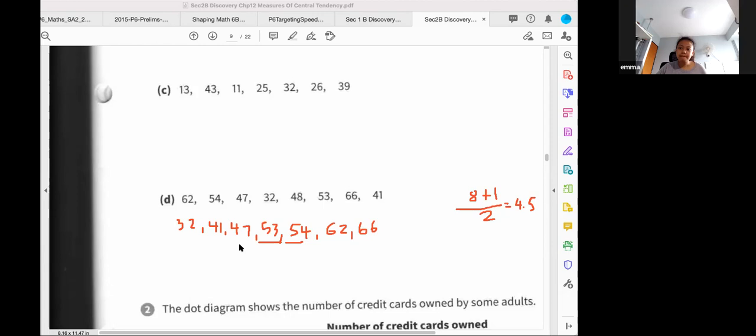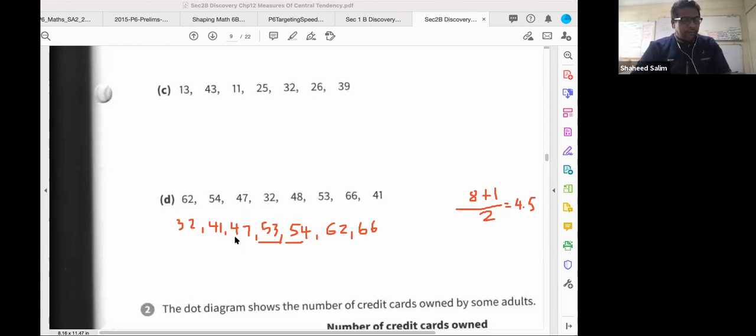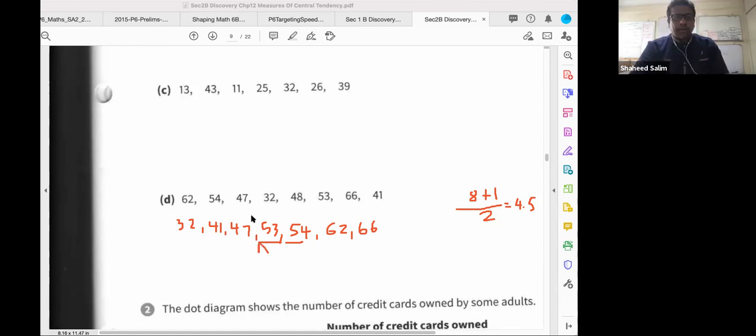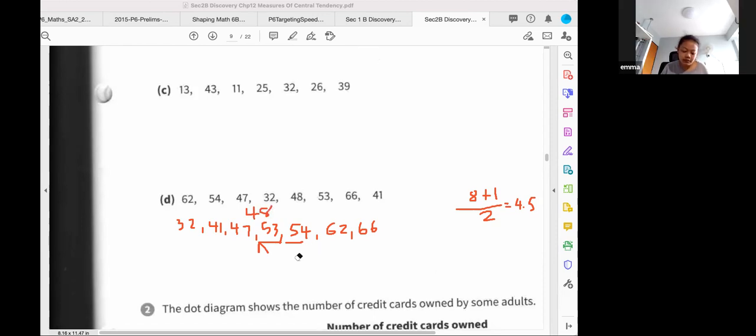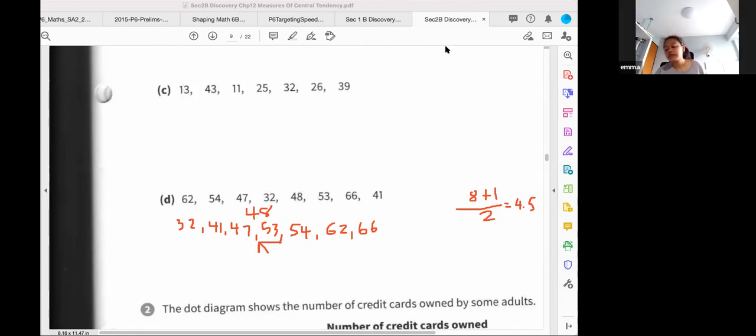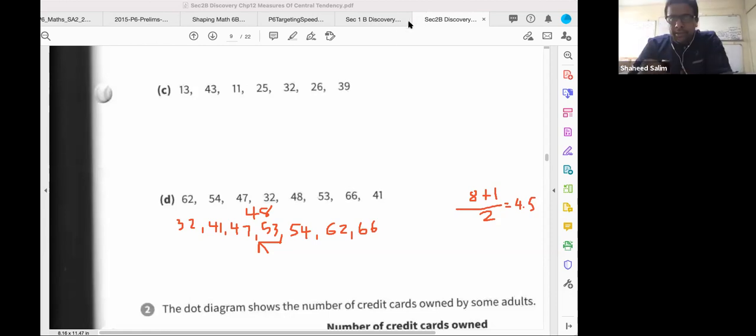Hold on. 32, 41, 47, 48. We missed out 48. So now you must take these two: 48 plus 53, divided by 2, is 50.5. Yes. Is this easy enough for you? Easy, right? So it's just being careful.